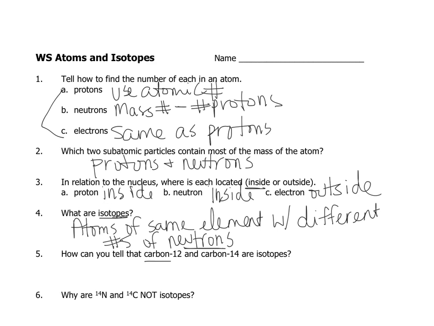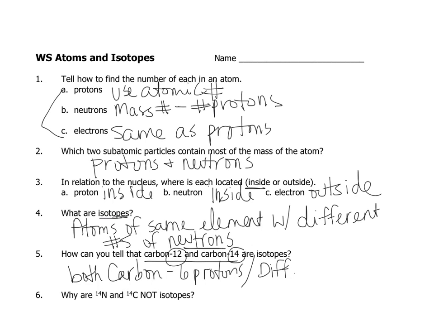We know that carbon-12 and carbon-14 are isotopes because since they're both carbon, we know they have 6 protons. But then different mass number, that's this number after the dash, means different number of neutrons.